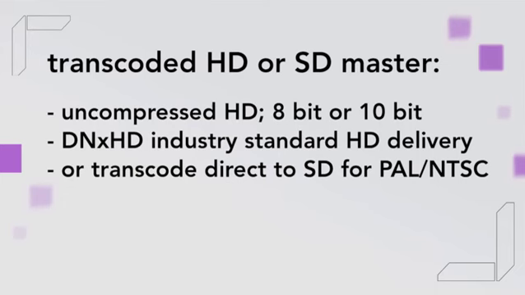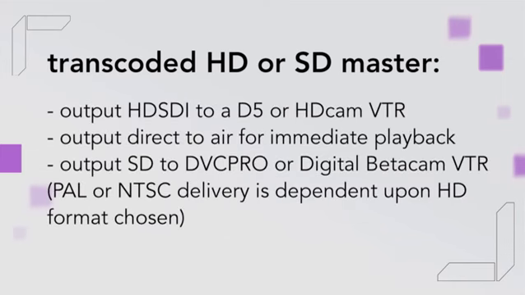Now, you can also deliver from a timeline where you've transcoded the media to either uncompressed HD or Avid's DNx HD codec. From this type of timeline, you can output your work via HD SDI to a VTR such as Panasonic's D5 or Sony's HD Cam. You can output your work direct to air for immediate playback, and you can output your work via SDI, component or composite to an SD VTR such as Panasonic's DVC Pro or Sony's digital Betacam. Please do note though that certain HD frame rates and formats will not translate into SD.